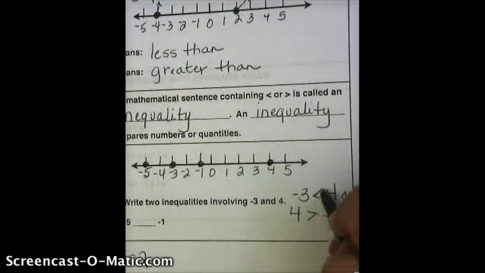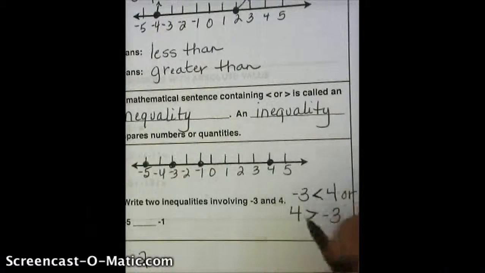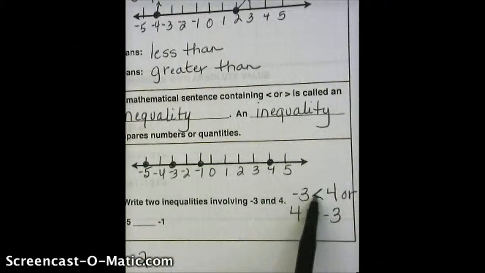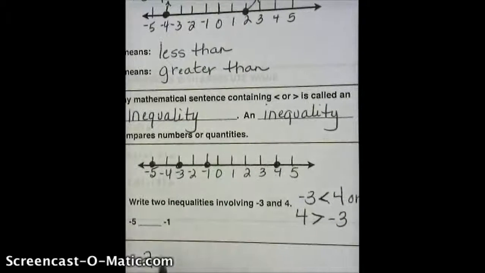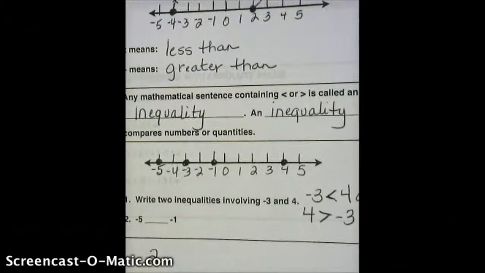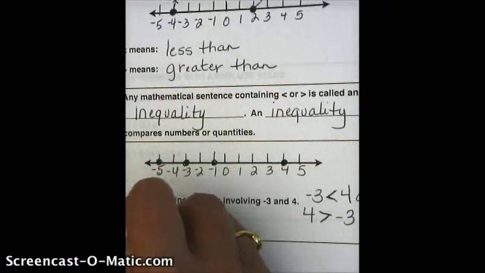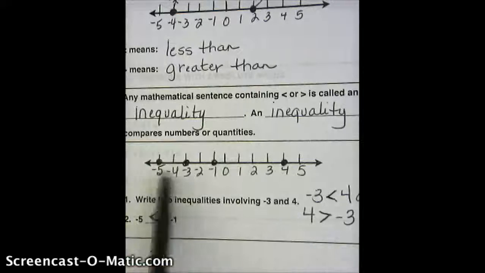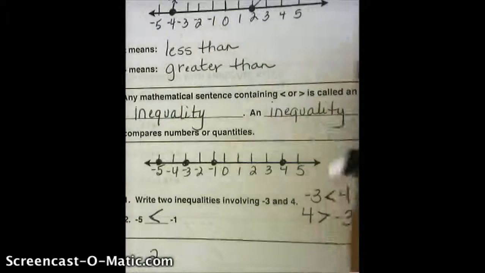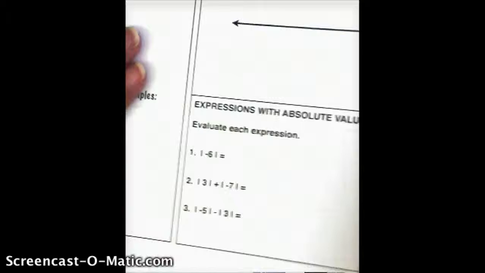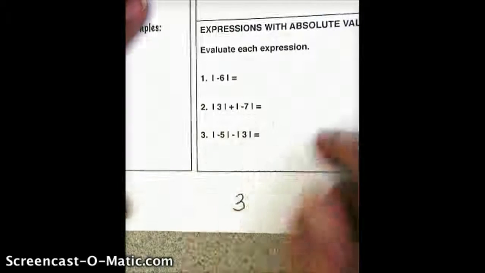Notice that the arrow in your inequality symbol always points to the smallest number. And the opening is going to point to the greatest number. Number 2 then, -5 and -1, and we want to compare them with symbols. Well, -5 is less than -1, because if you look at the number line, -5 is further to the left on the number line than -1. All right, let's look at the next page of your notes. Down at the bottom, let's go ahead and number that page 3.